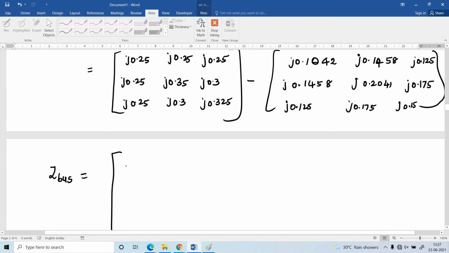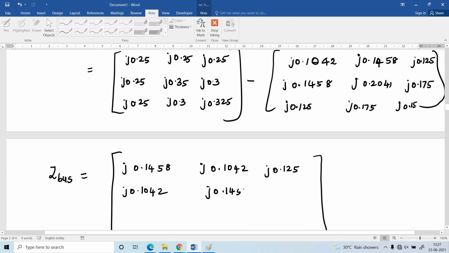ZBUS is equal to j0.1458 and j0.1042, j0.125, next j0.1042, j0.1458, then j0.125, j0.125, j0.125, j0.175. So this is the final ZBUS matrix obtained, 3 cross 3.